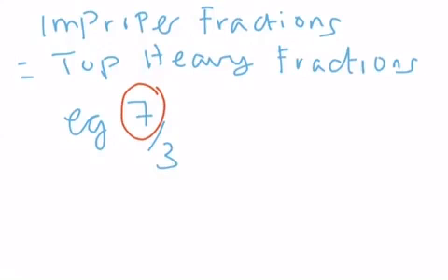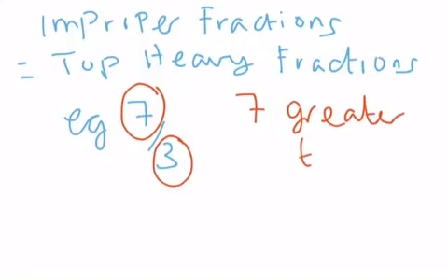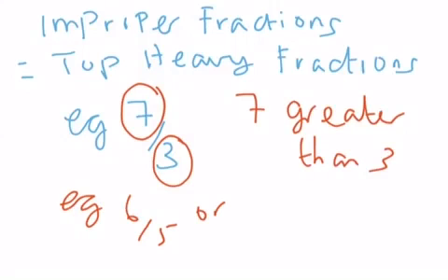We call this top-heavy because the numerator, so remember, numerator means the top of the fraction, the 7 here, is greater than the denominator, another word for which is the bottom of the fraction. So here, 7 is greater than 3. And so we call that top-heavy or improper. A couple of other examples, e.g., 6 over 5, or 11 over 3, or 7 over 4. These are all what we call top-heavy or improper fractions.